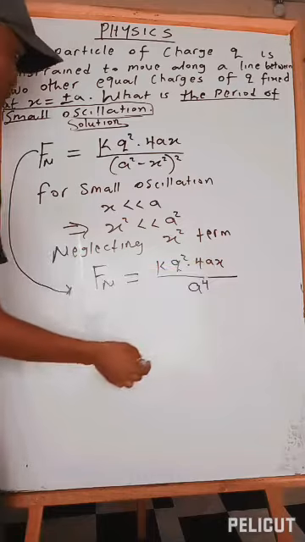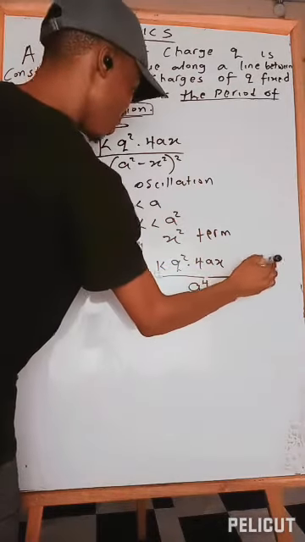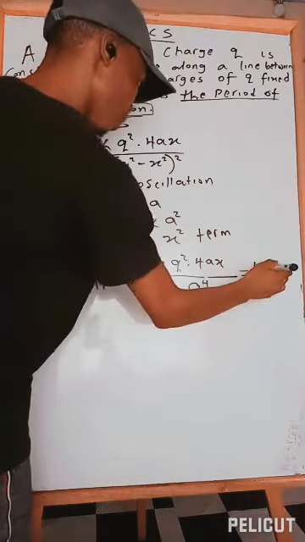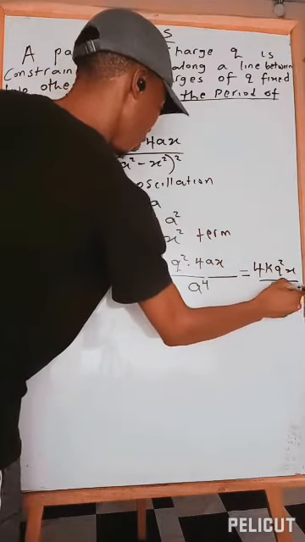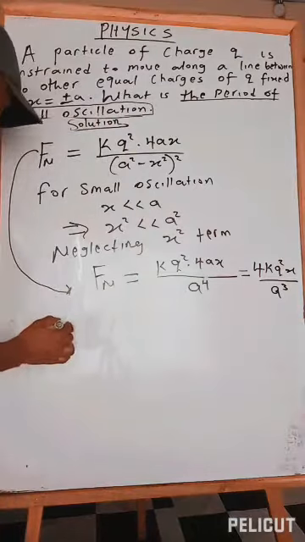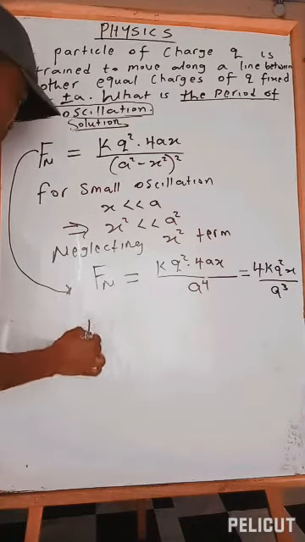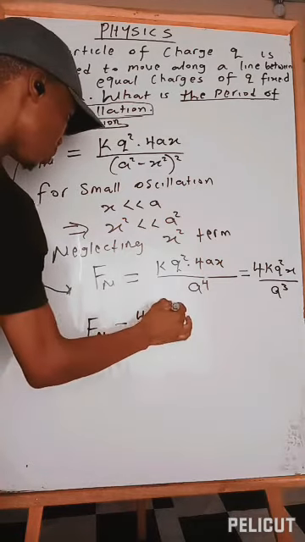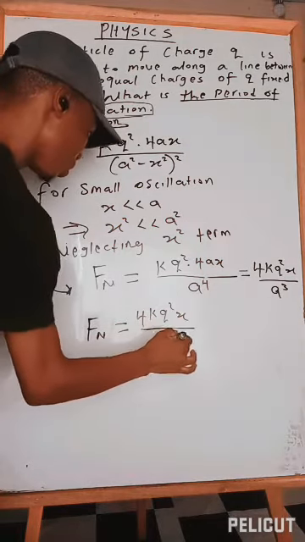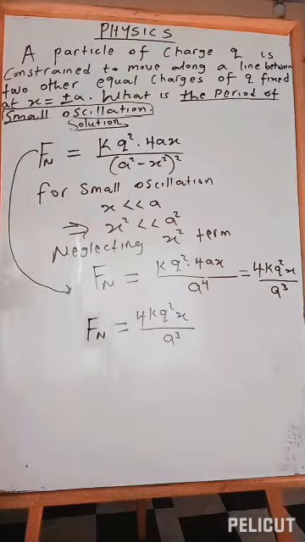So one a cancels one a. So eventually this will be 4kq squared x divided by a cubed. So our net force for small oscillation is actually 4kq squared x divided by a cubed.